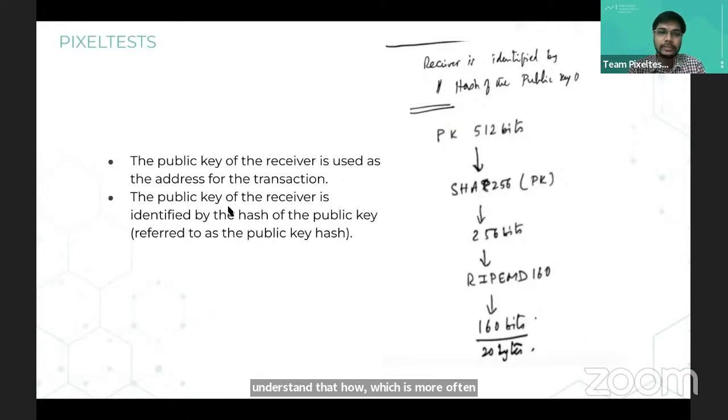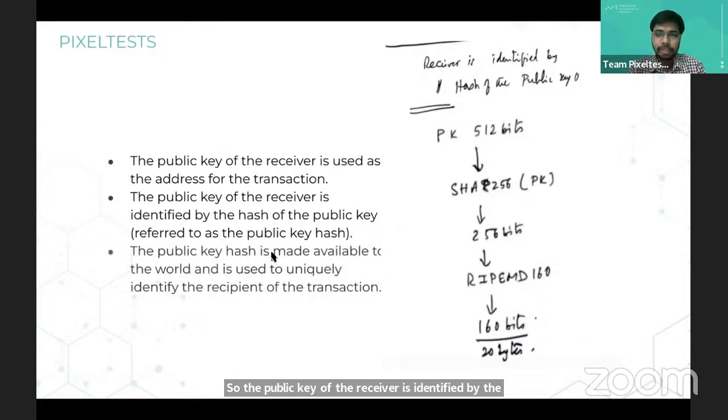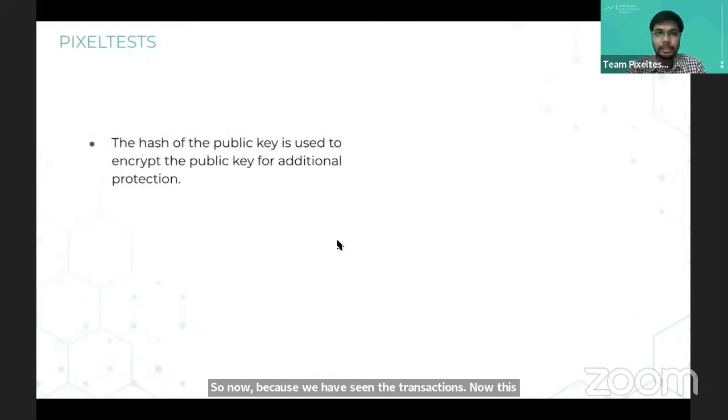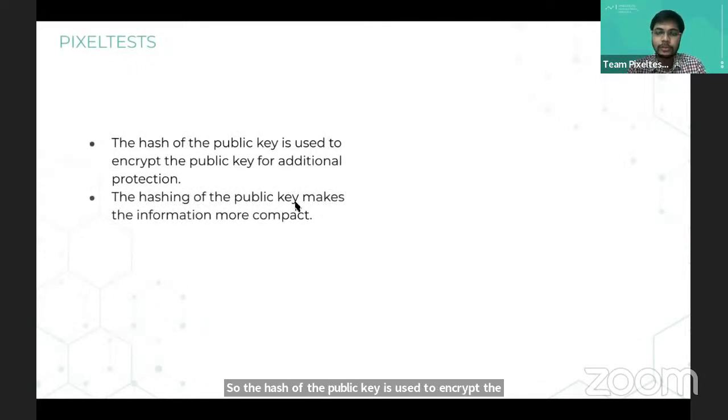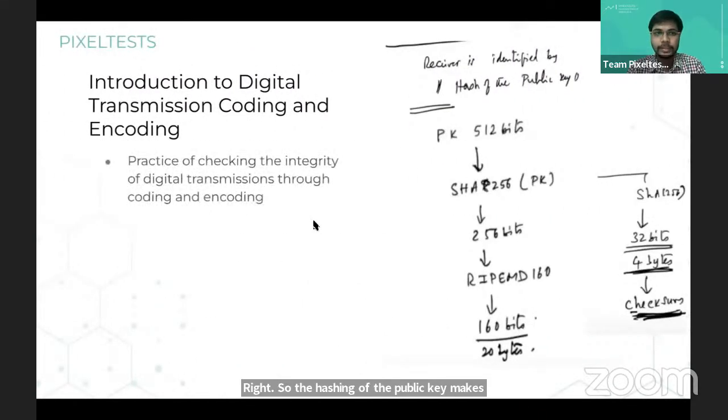So the public key of the receiver is identified by the hash of the public key. The public key hash is made available to the world and is used to uniquely identify the recipient of the transaction. Now, because we have seen the transactions, this should make more sense, how this is being used, right? So the hash of the public key is used to protect the public key for additional protection, right? The hashing of the public key also makes the information more compact, right?